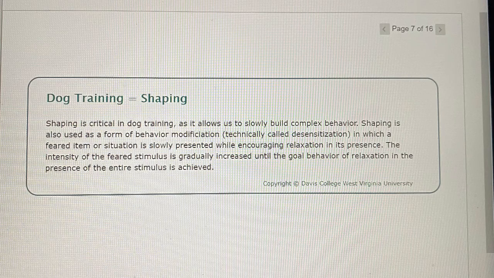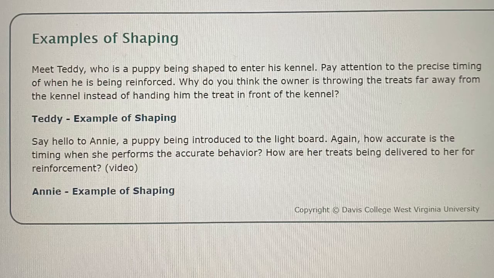Dog training equals shaping. Shaping is critical in dog training as it allows us to slowly build complex behavior. Shaping is also used as a form of behavior modification, technically called desensitization, in which a feared item or situation is slowly presented while encouraging relaxation in its presence. The intensity of the feared stimulus is gradually increased until the goal behavior, relaxation in the presence of the entire stimulus, is achieved.